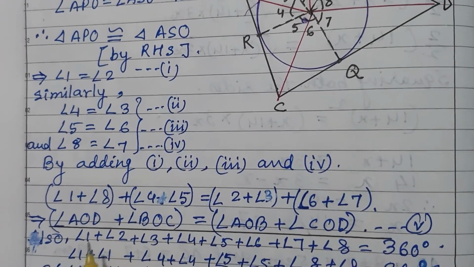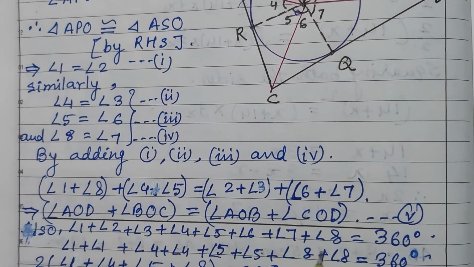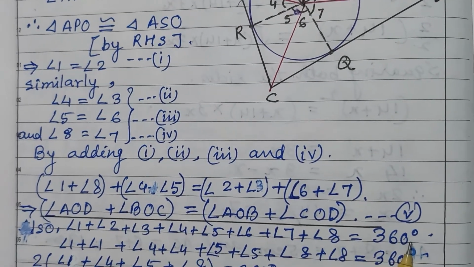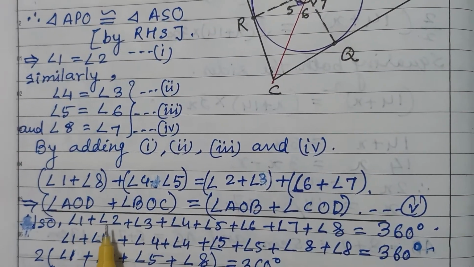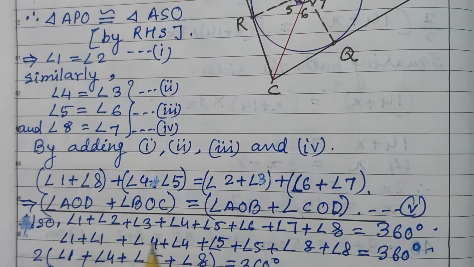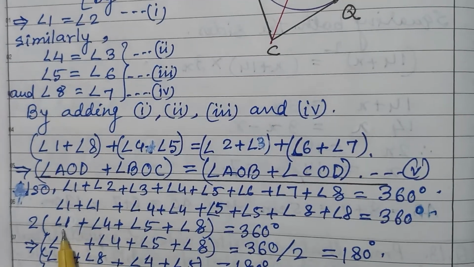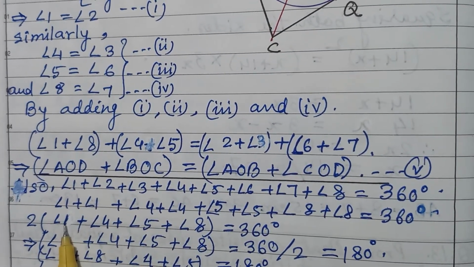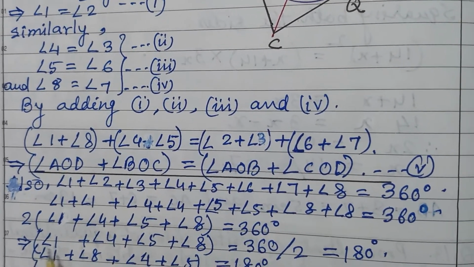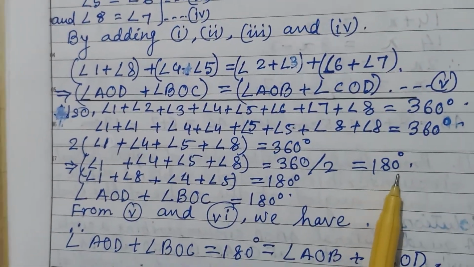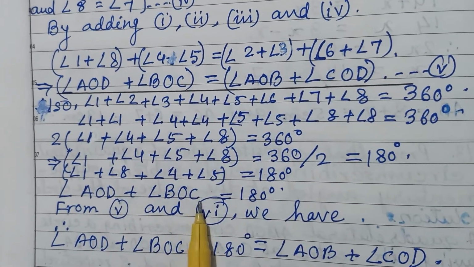Now, angle 1 plus 2 plus 3 plus 4 plus 5 plus 6 plus 7 plus 8, all 8 angles together, is 360 degrees. 1 is equal to 2 we have got, so instead of 2 we can write 1, and we get 2 times 1, 2 times 4, 2 times 5, 2 times 8 equal to 360 degrees. Taking 2 as common, angle 1 plus angle 4 plus angle 5 plus angle 8 together is 360 degrees divided by 2, which is 180 degrees. That means angle 1 plus 8 plus 4 plus 5 is equal to 180 degrees.